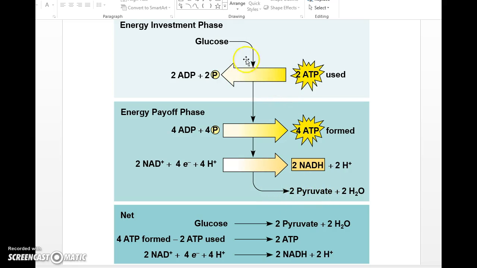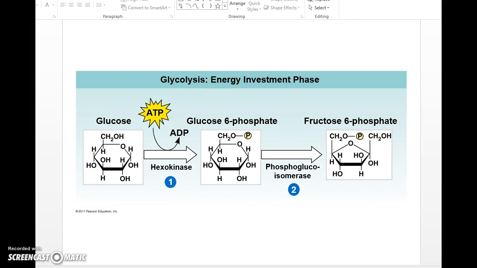2 ATPs are being provided to the system and it produces 4 ATPs just within this glycolysis process. So the net gain of ATPs is 4 minus 2, which is 2. So let's look at the process really quick. So the first compound, glucose, is taking up a phosphate from ATP.